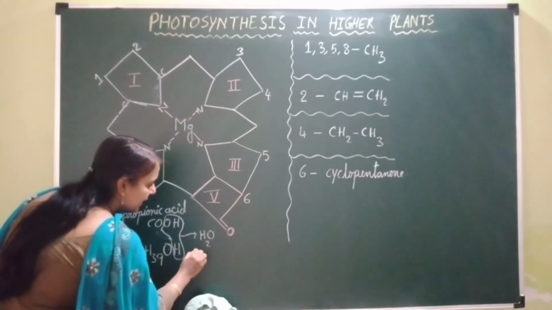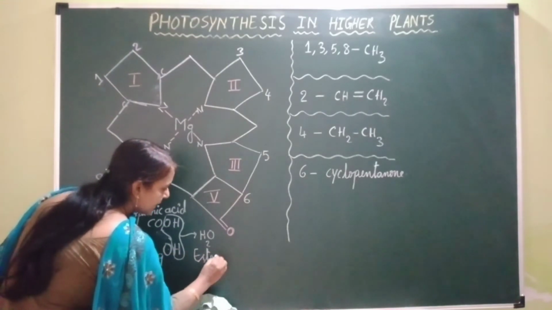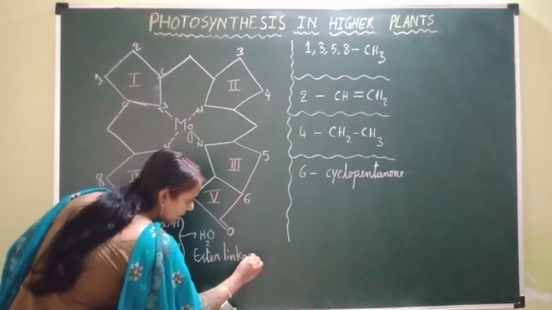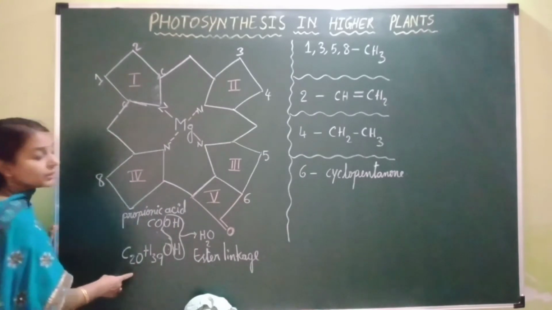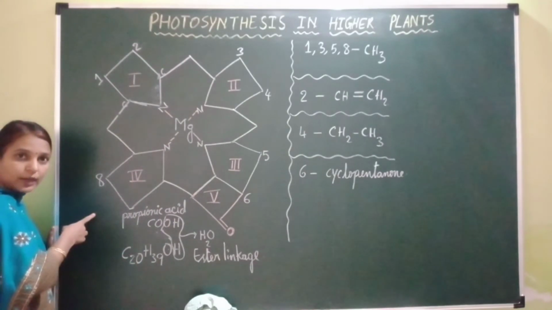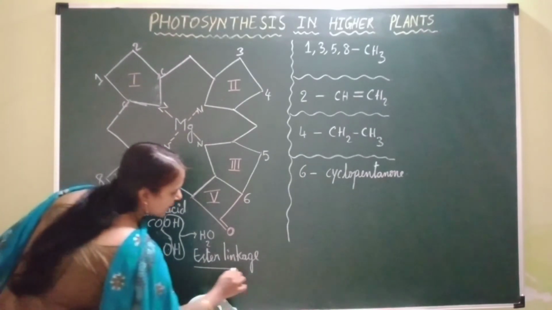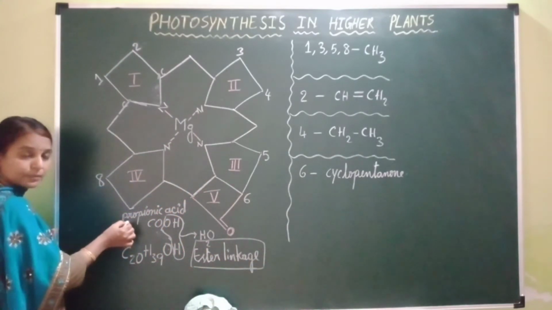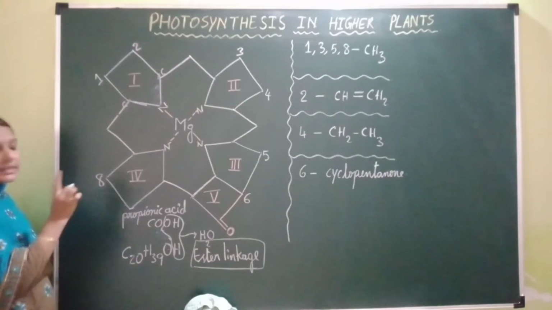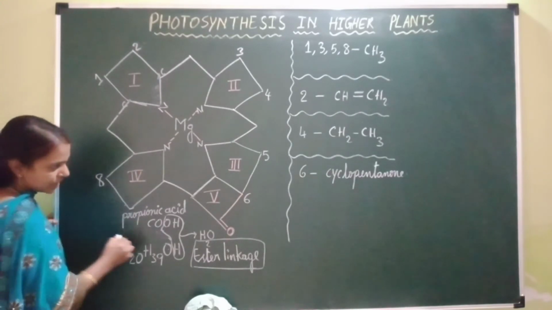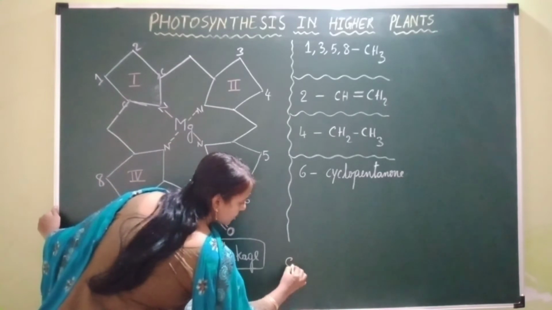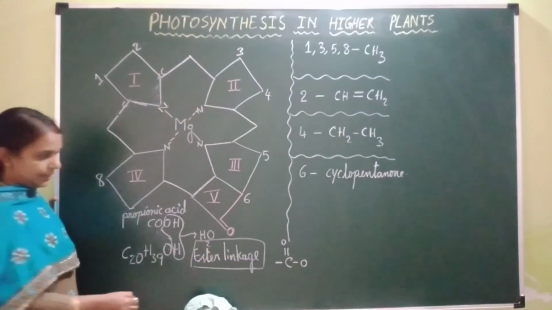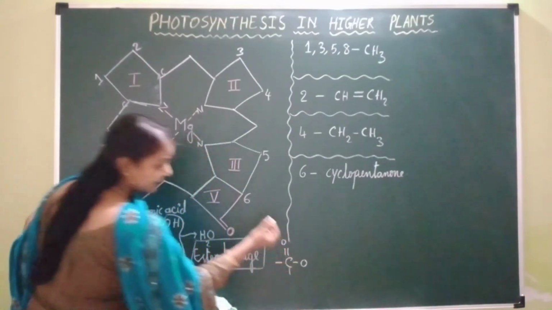What is that linkage? That linkage is called an ester linkage. Now what can we say? We can say that the phytol chain is attached to the porphyrin head of chlorophyll A by the formation of an ester linkage between the tail and the propionic acid present at the 7th position of this head. So this is the ester linkage, formed between the phytol tail and the head.